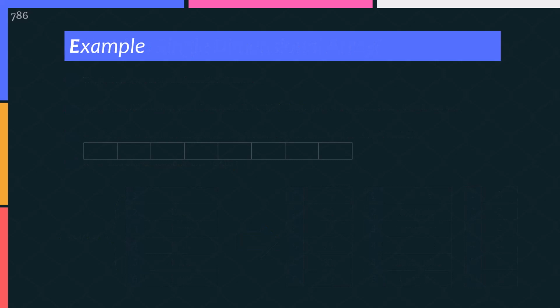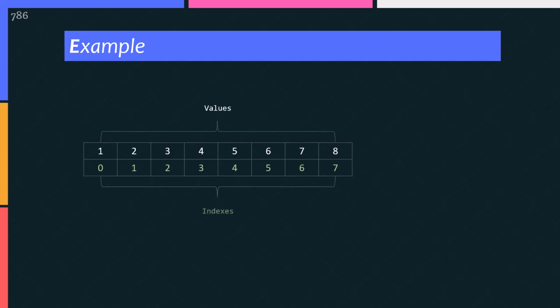Suppose this is the array, and these boxes are the array elements, or you can say array items. I will use the word items interchangeably with the elements. Now if I add 8 elements of the same type in this array, like integer values from 1 to 8, then their indexes will be from 0 to 7. The index of the first element of an array always starts with 0. The index of the second element is 1, and so on. But the index of the last element is always 1 less than the total number of elements in the array.